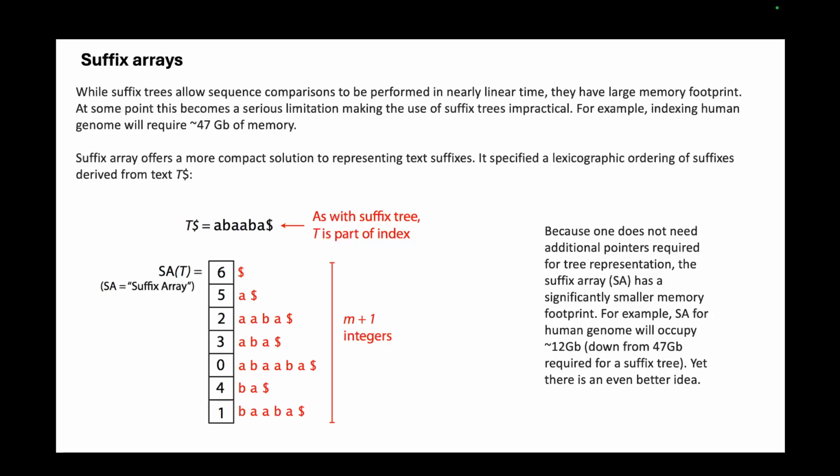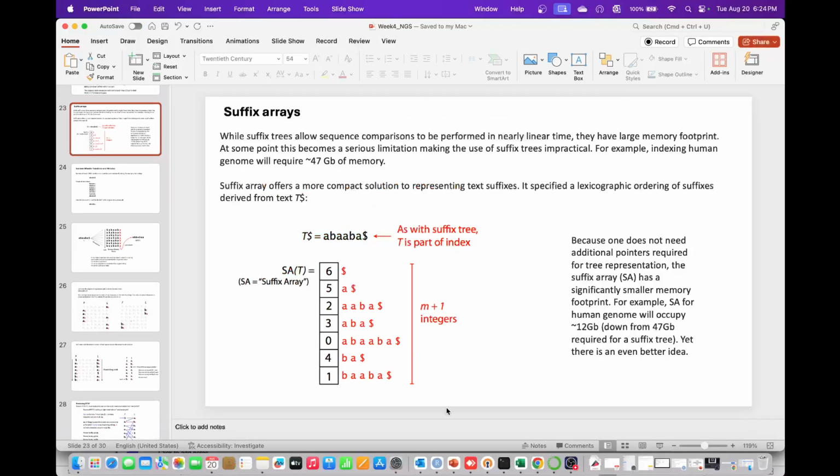So a suffix array offers a more compact solution to represent the text suffixes. It specifies a lexicographic order, like A will come first, then B, C, like that, ordering of suffixes derived from the text T.